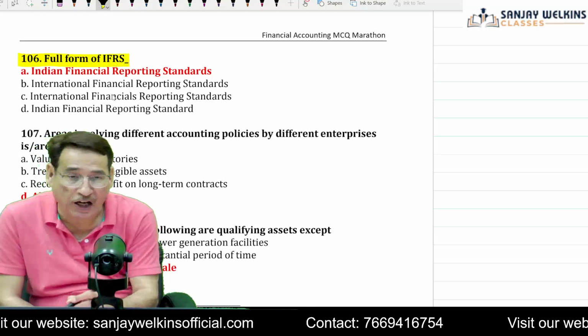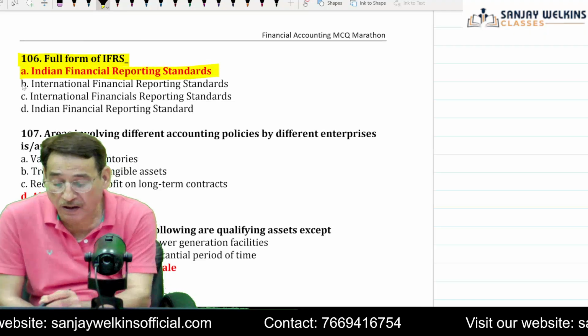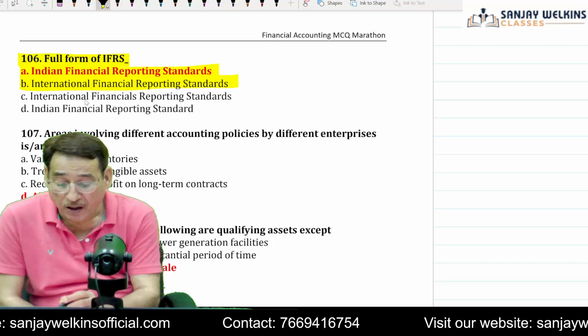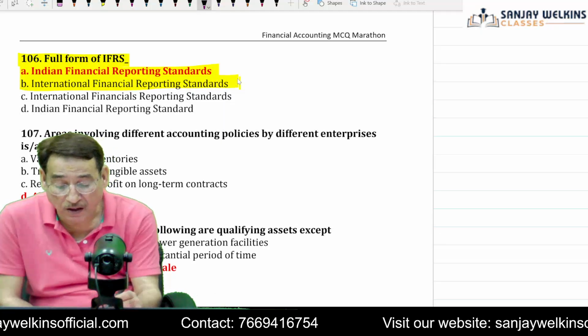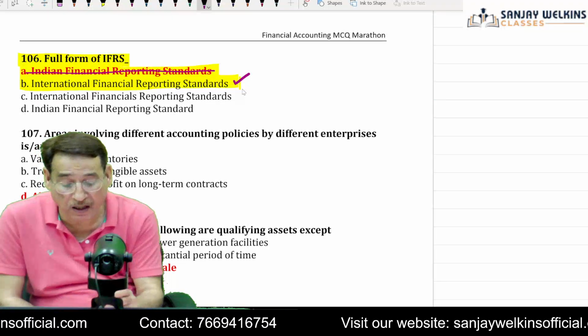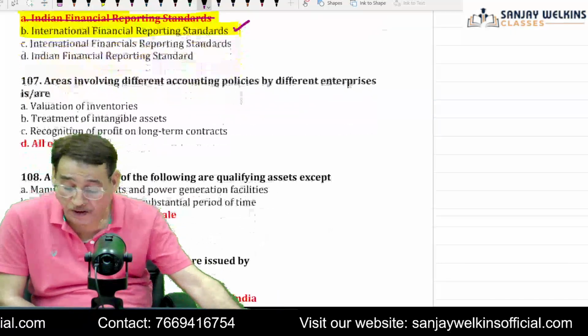Full form of IFRS: Indian Financial Reporting Standard, or International Financial Reporting Standard, correct? International Financial Reporting Standard is the correct answer. This is your correct answer. Actually, lots of mistakes are there. Anyway, International Financial Reporting Standards is the correct answer.